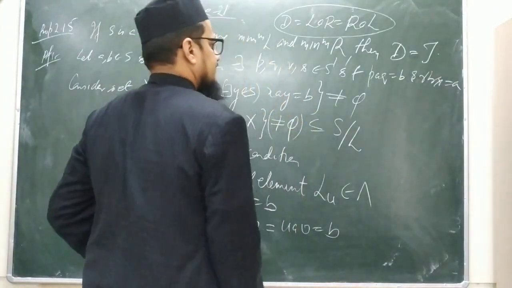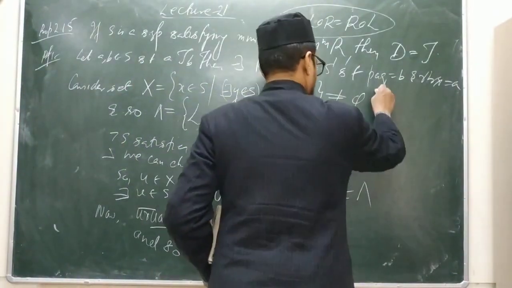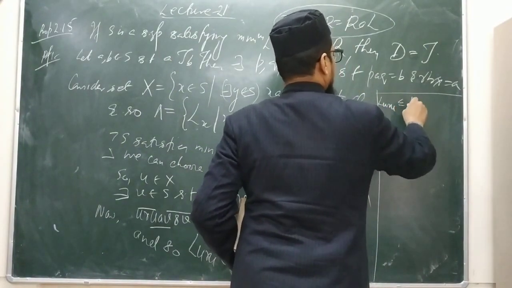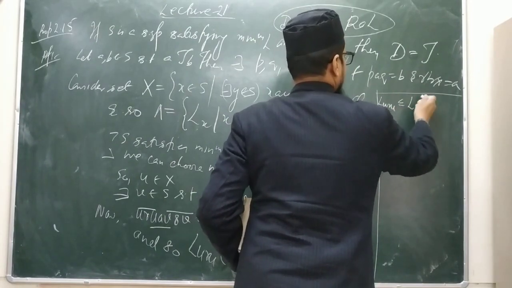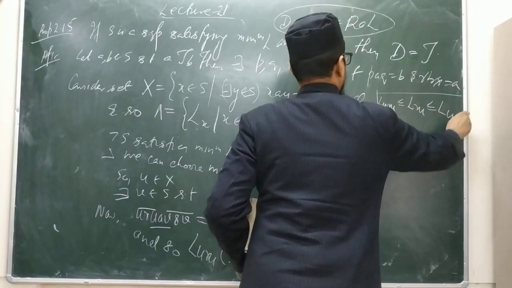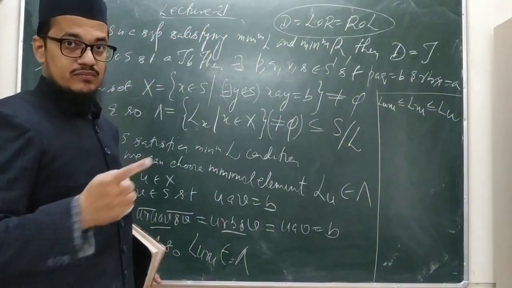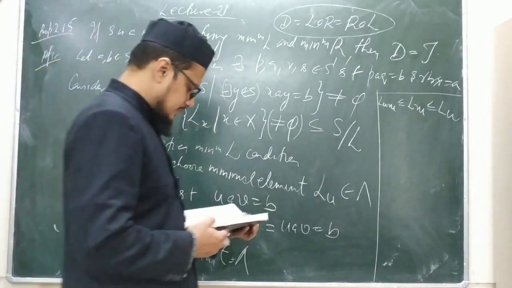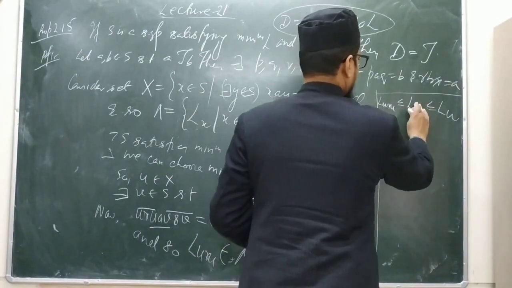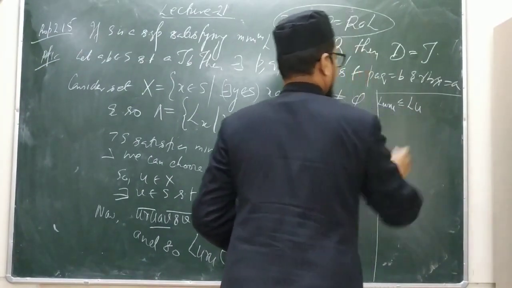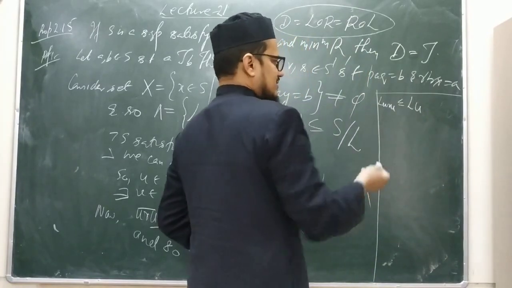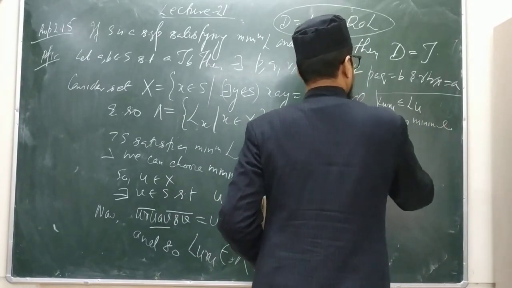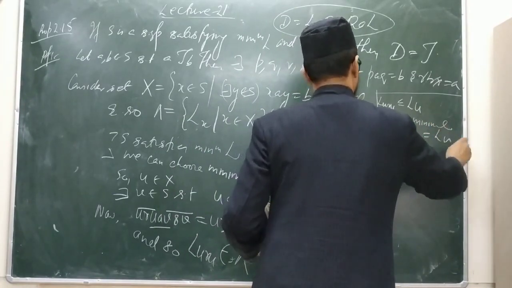Now you see, LURU is of course less than LRU, and it is less than LU, correct? By the fact we have seen. So LURU is less than or equal to LU basically, isn't it? You can just write simply LU, no problem. Now since LU is minimal element, therefore LURU is equal to what? LU. This we have.